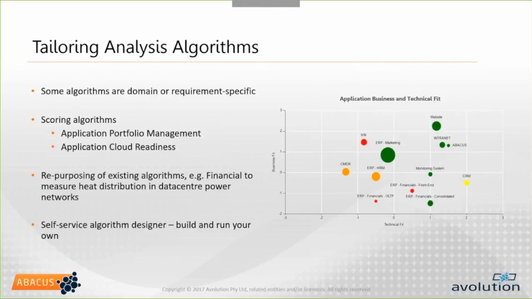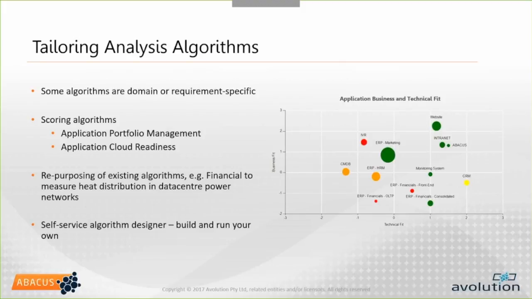So I've talked through those four standard algorithmic simulators. Now, properties like cost or complexity or availability are actually surprisingly generic. They cross the different domains of architecture: business, application, technology. There are some algorithms we use which are very specific to a given architecture mission or a given architecture domain. A couple of examples of this are application portfolio management algorithms and cloud readiness.